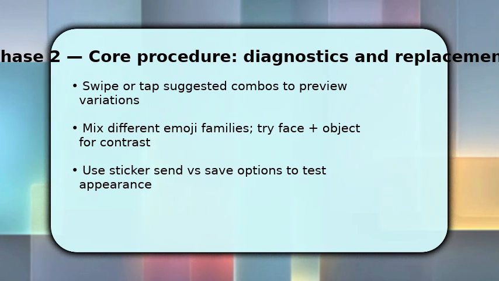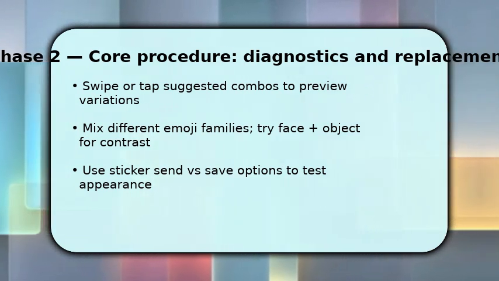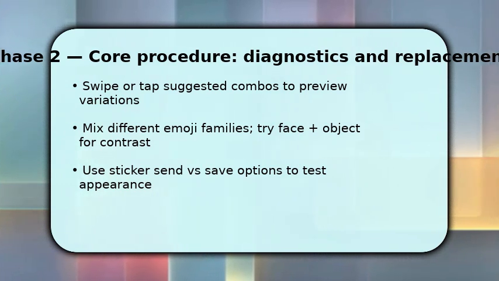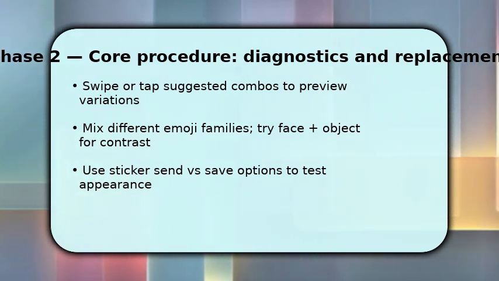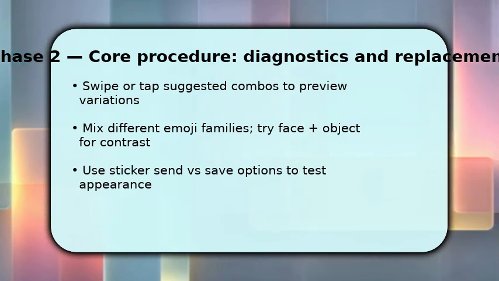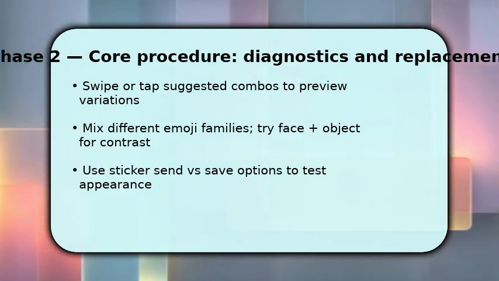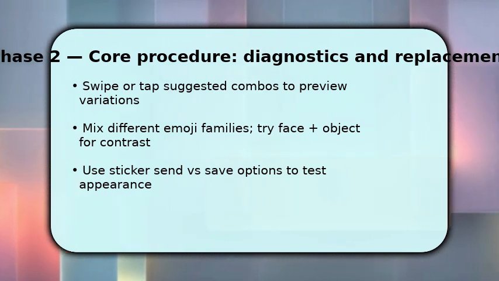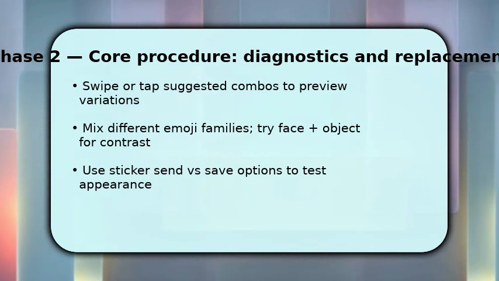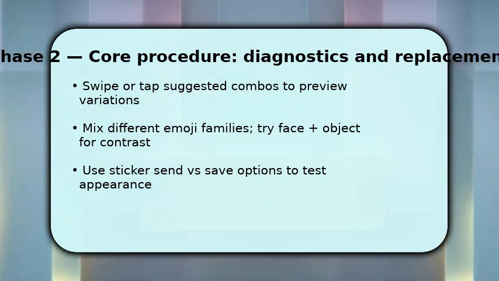You should test different base emojis. Faces paired with objects or animals give strong visual contrast, often yielding clearer stickers. Make sure to preview at sticker size. Pixel detail changes perception. If a combo looks off, pick a different base and repeat. The why? Gboard's generator balances shapes and colors, so varied inputs produce diverse outputs. Experimenting refines the final look.